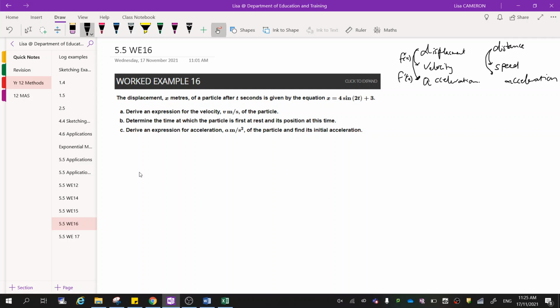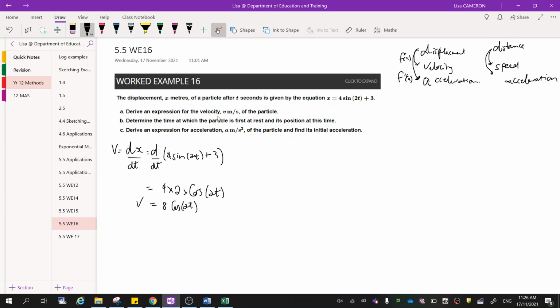Okay, so we're going to get an expression for velocity. So I can say that velocity is equal to the derivative of x with respect to t, which is equal to the derivative of this function here. So now when I derive my sine function, it's going to be 4 times, the 2 is the derivative of this, so it'll come to the front, times sine will change into a cos, and then it goes back in the bracket like that. When I take the derivative of the 3 will just vanish. So here I can say that velocity is equal to 8 cos 2t. Okay, and that's the first one.